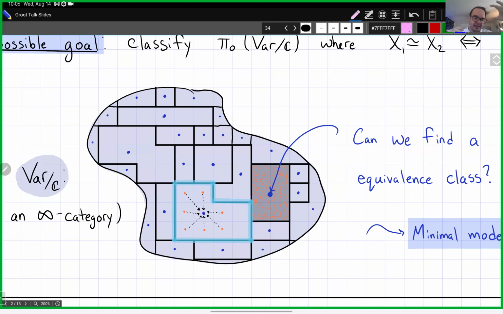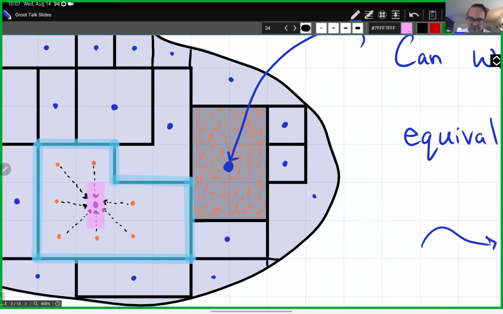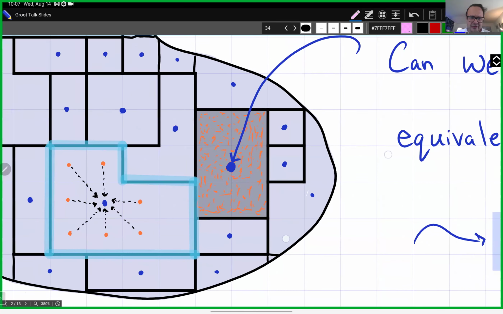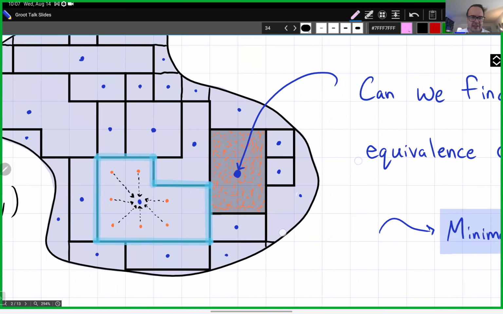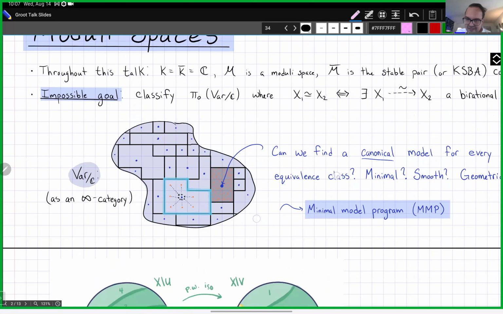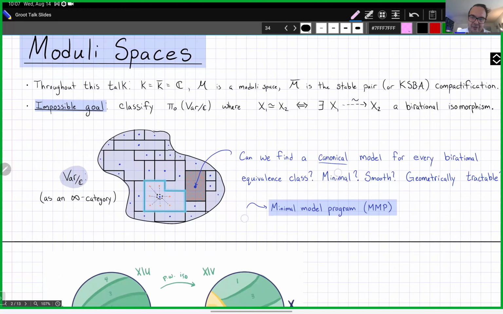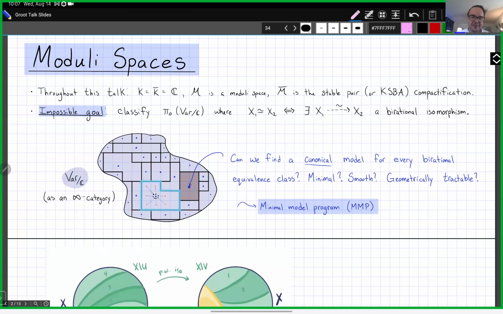In some sense, I'd like to chunk it up into blocks such that, in any given block, I have all of these orange dots, which are meant to be all kinds of different varieties. But I would like some canonical representative of that equivalence class. So within each block, I'd like this blue dot. I'd like to understand that such that everything else in this block maps to it by a birational morphism. And birational is the right notion of equivalence if you're working in moduli theory. I'll say more about that. And so the idea is, can we find some canonical model for every birational equivalence class? And canonical, I'm leaving as a vague, undefined term here.